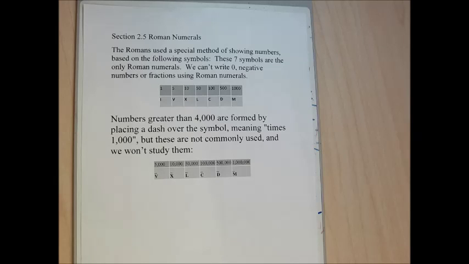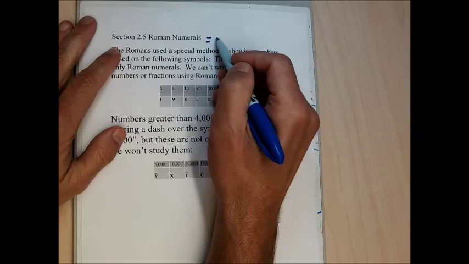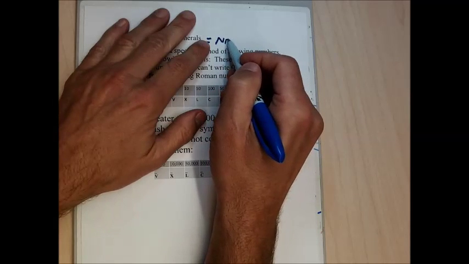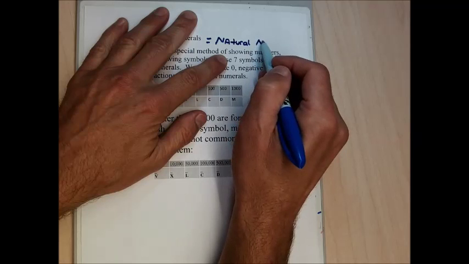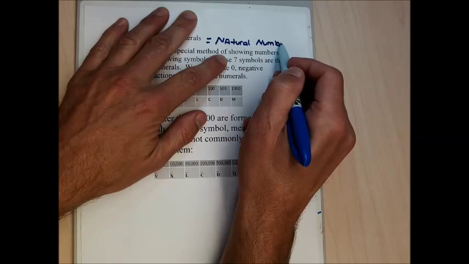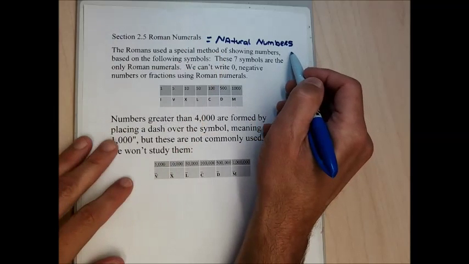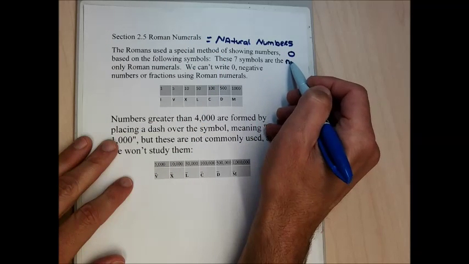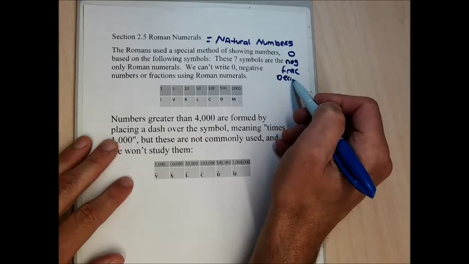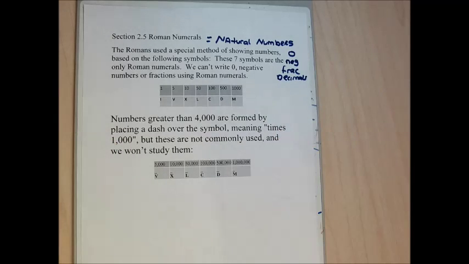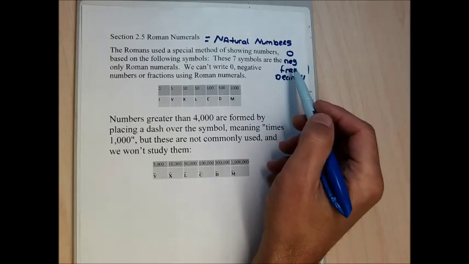So Roman numerals, I think a lot of you are at least familiar with maybe some Roman numerals. Roman numerals can be used to represent natural numbers, but Roman numerals can't be used to write zero, negative numbers, fractions, and decimals. So we're going to learn how to interpret Roman numerals and then write our regular numbers as Roman numerals. And the nice thing about Roman numerals is we don't have zeros, negative numbers, fractions, and decimals.